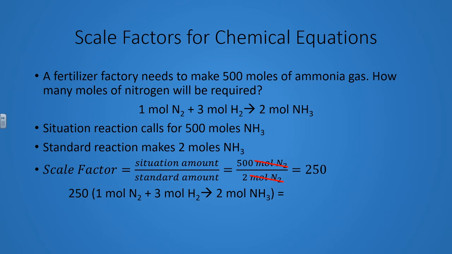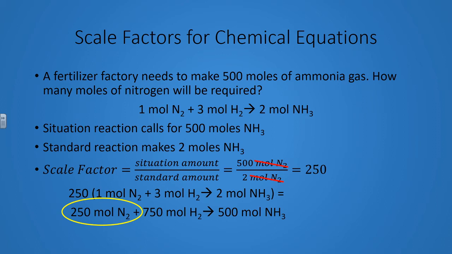And when we distribute that 250 through, we have this new chemical equation: 250 moles of nitrogen plus 750 moles of hydrogen makes 500 moles of ammonia. We can see there's the 500 moles of ammonia, which is what the situation called for. And the question itself asked us how many moles of nitrogen we required. And there it is, right at the start, 250 moles of nitrogen is what's needed.